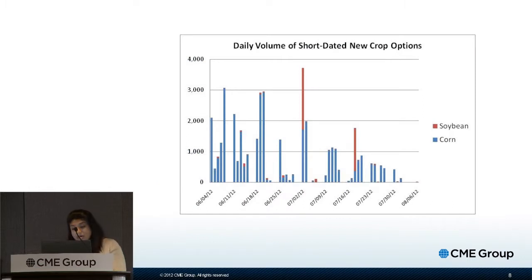This chart shows how the two contracts that we had this year behaved. If you see the first day of trading, it was around 2100 ADV. So that is a record for any option that was launched this year. And it was open for 2 months, but it performed very well.